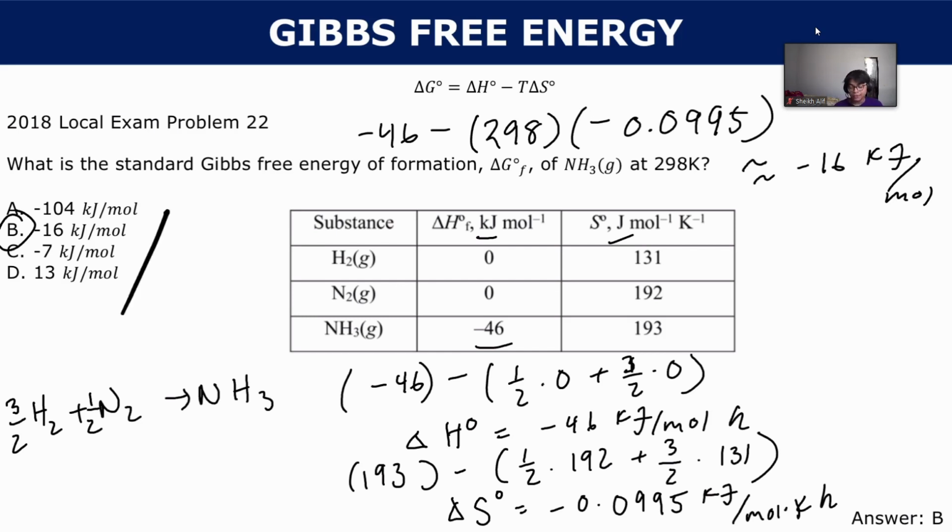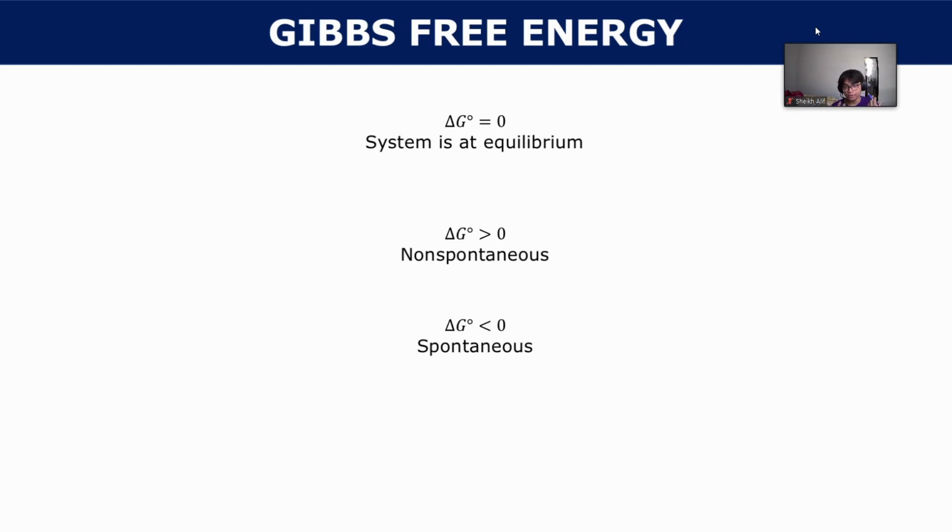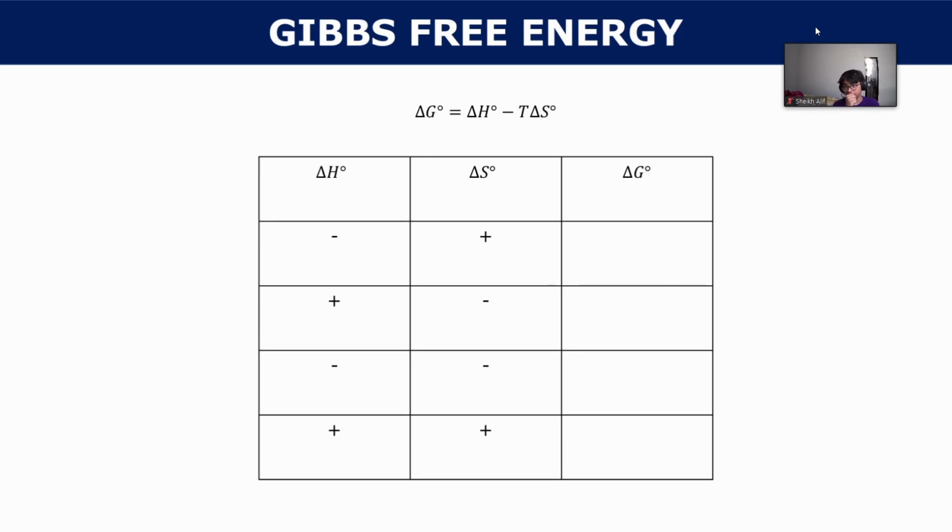So why is Gibbs free energy important? Well, Gibbs free energy is going to tell you whether or not a reaction is going to be spontaneous or not. So if your Gibbs free energy is 0, then that means your system is at equilibrium. If your change in Gibbs free energy is greater than 0, then that means your reaction is non-spontaneous. But if your change in Gibbs free energy is less than 0, then that means your reaction is spontaneous.